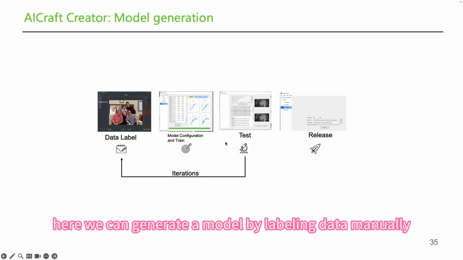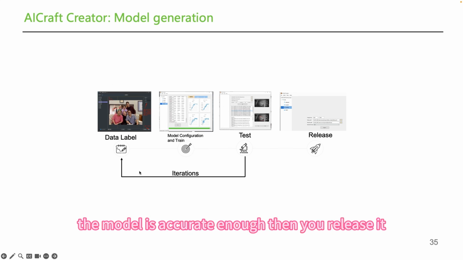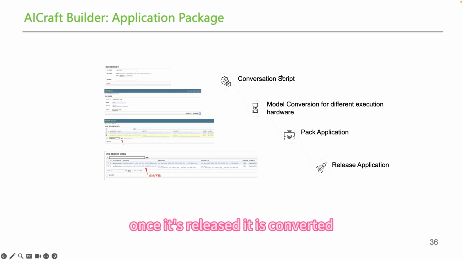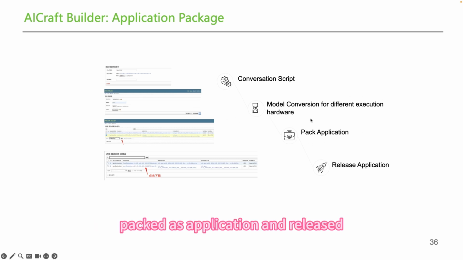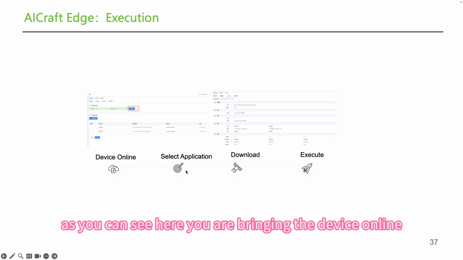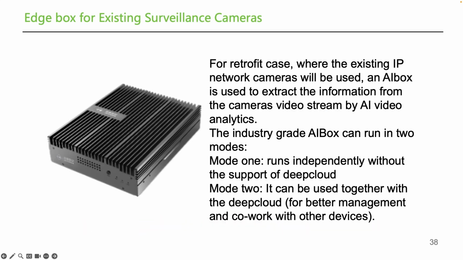Here we can generate a model by labeling data manually, configuring the model and training it, testing it, and repeating until the model is accurate enough, then you release it. Once it's released, it is converted and modeled for application on different execution hardware, such as embedded systems, packed as an application, and released. As you can see here, you're bringing the device online, selecting the application, downloading the application, and executing it.